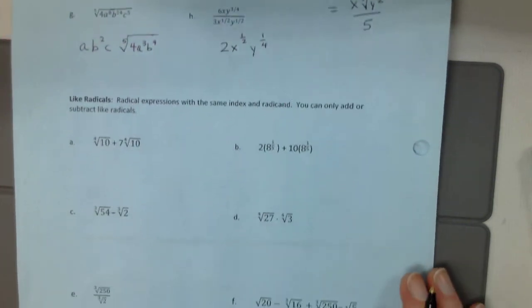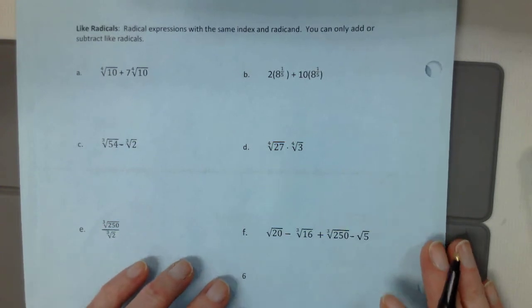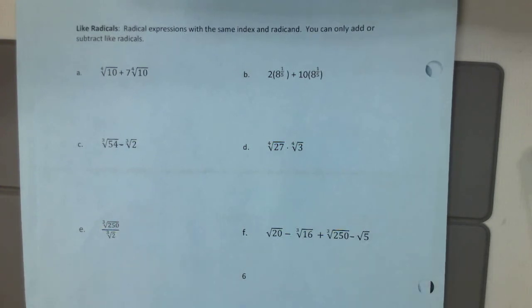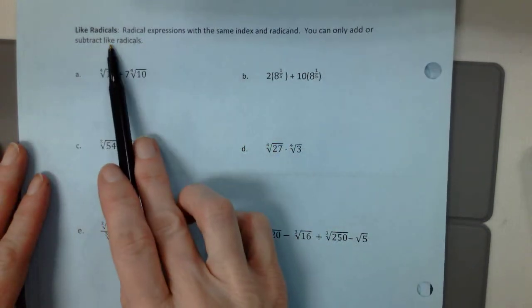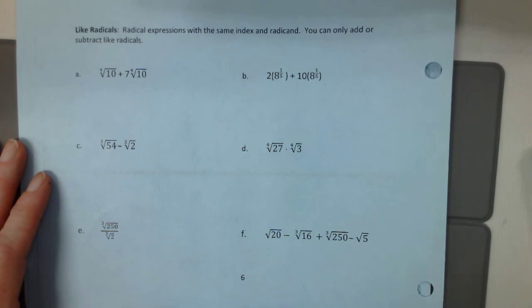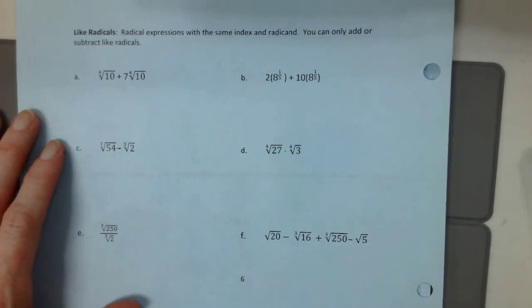Okay, the last thing we're going to look at this week is we talked about like radicals, radical expressions with the same index and radicand, and you can only add or subtract like radicals. They have to be like each other in order to add them. Kind of like terms with x's and y's and z's. You have to have like terms in order to add or subtract.